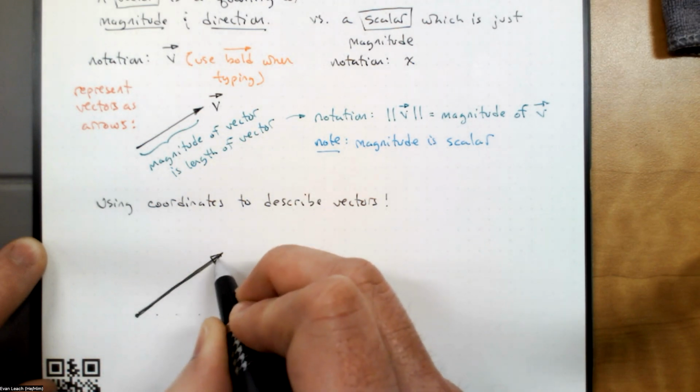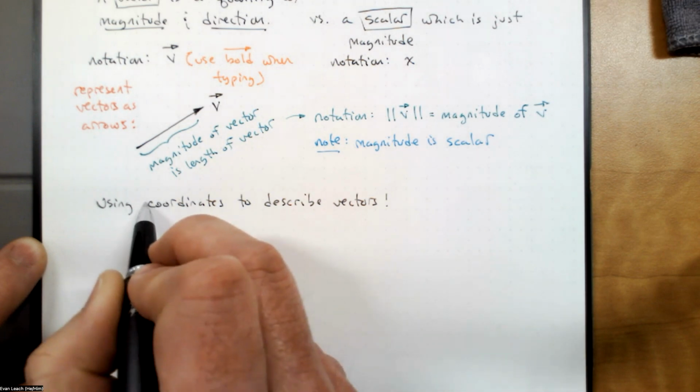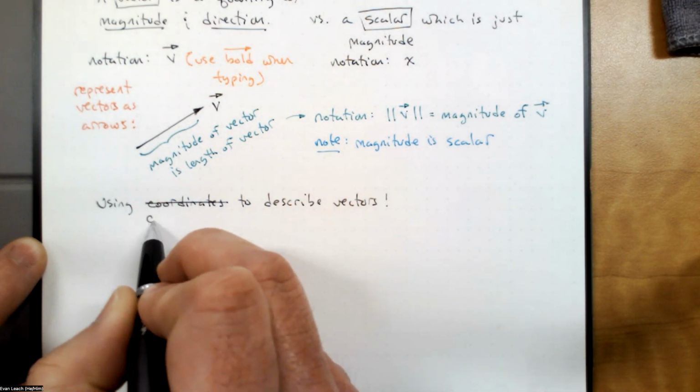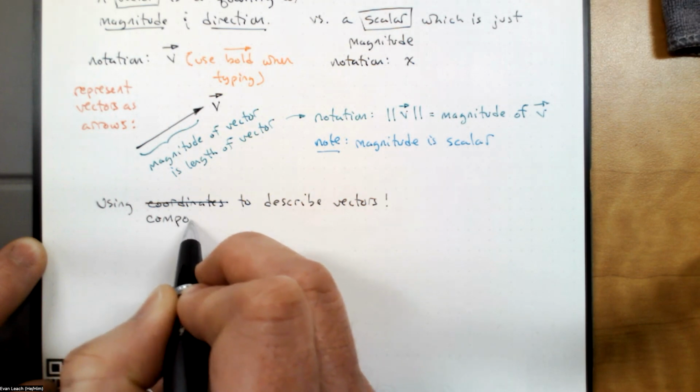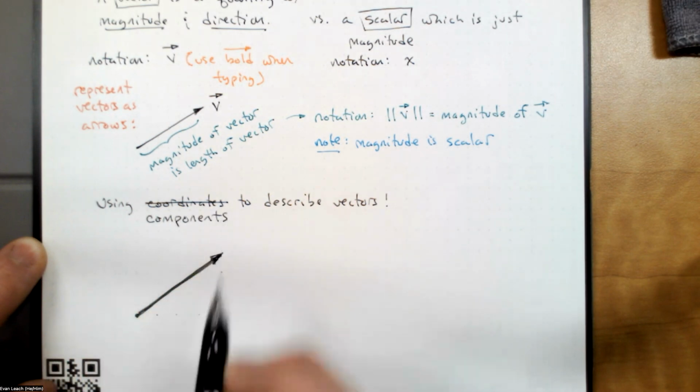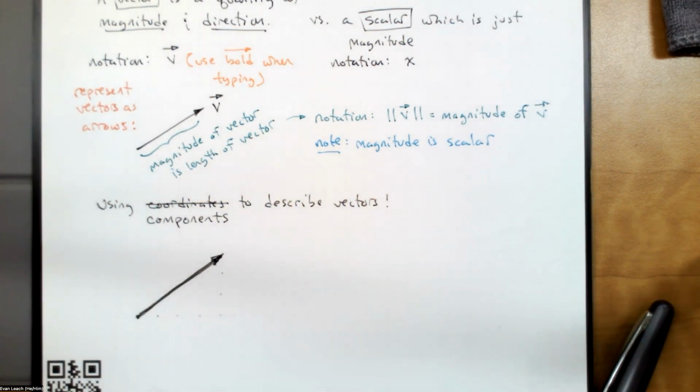I wrote coordinates. Using components to describe vectors. They're coordinates for points, they're components for vectors. If you think that sounds really pedantic, you're in a math class. Of course it sounds pedantic. It's a math class. Everything is pedantic.